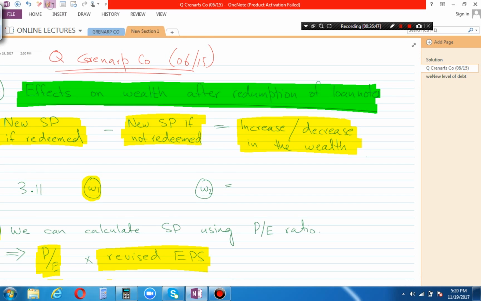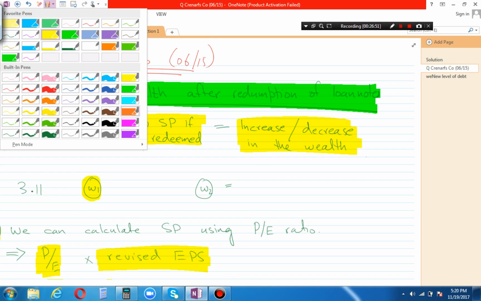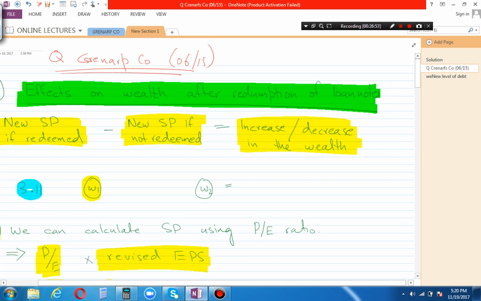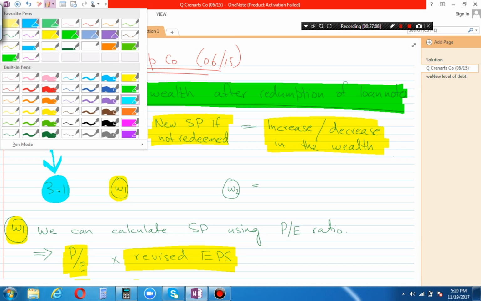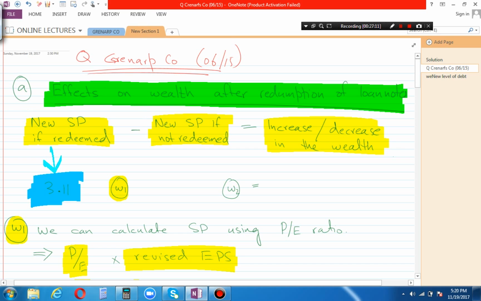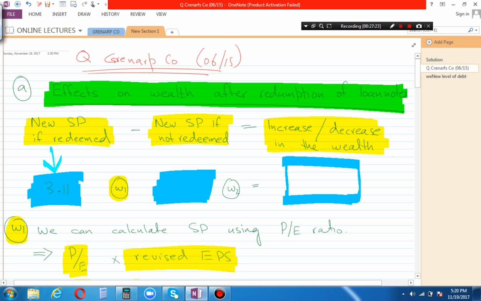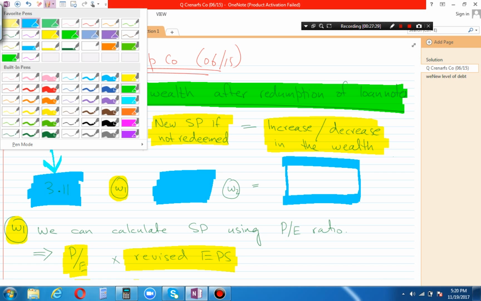So we'll write it over here, and I'll use this time blue. So 3.11 is the share price if we redeem, right? Now we have to find out the share price if we do not redeem, and then this will help us in our conclusion on whether the wealth is increasing or decreasing. So this would be calculated in the next working.